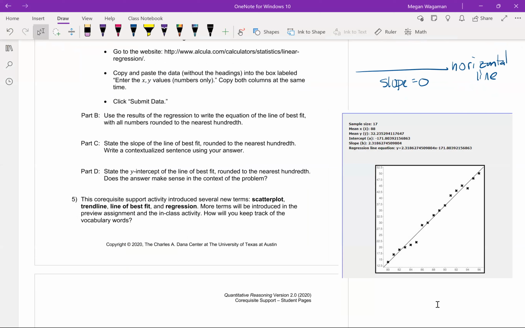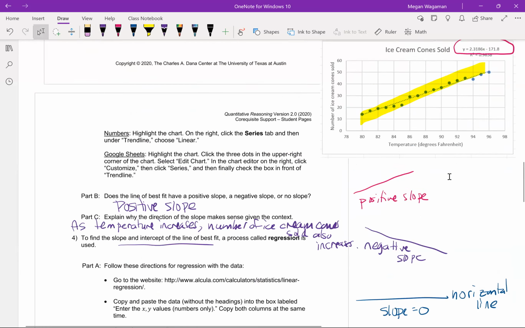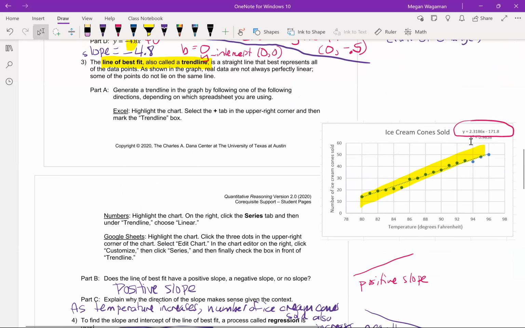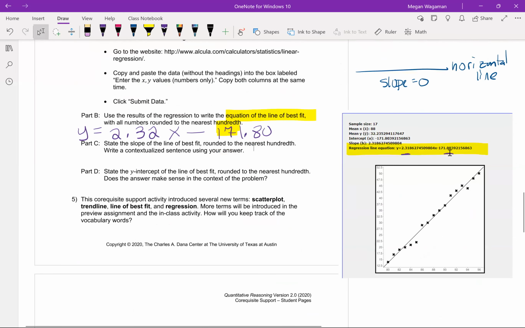All right, so part B says, use the results of the regression to write the equation of the line of best fit. So that is this equation, but they want things rounded to the nearest hundredth. So just two decimal places instead of the many decimal places that Alcula gave us. So I'm going to say that y is equal to 2.318, which I'm going to round to 2.32x, minus, so it's a negative sign in front of the b, 171.80. And if we go back up to the screenshot I had made of the Excel graph, that's the same thing we got there. I mean, it rounded differently, but same values if we round them. All right, so this is our equation of the line of best fit.